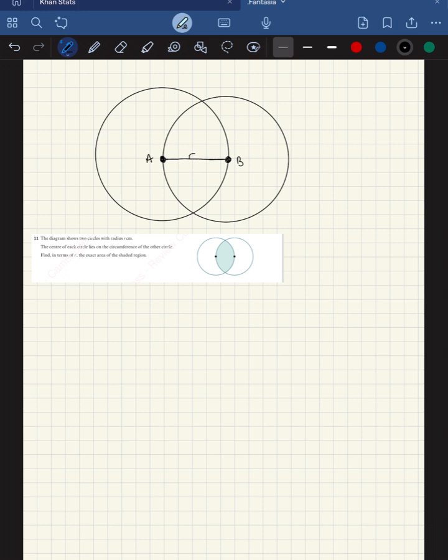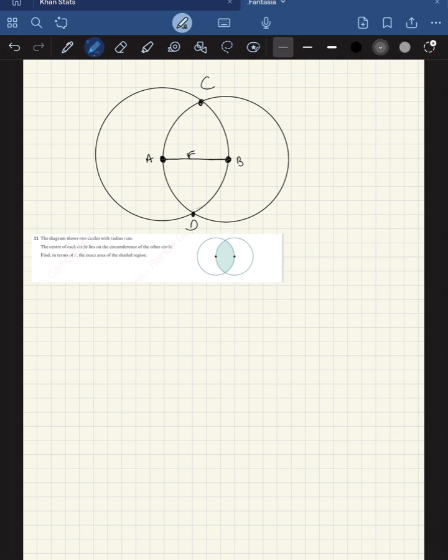Let's call this B. Okay, and then we have this intersection point over here and this intersection point over there. We can call this AB. This is R. We can call this C. We can call this D. From there, what do we want to do? They say find in terms of R the exact area of the shaded region.